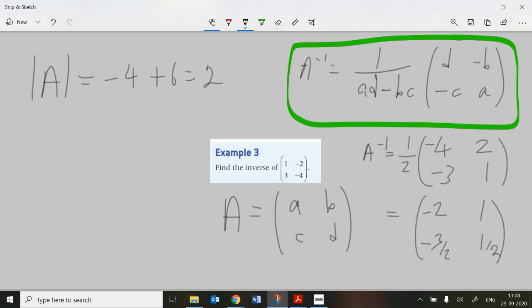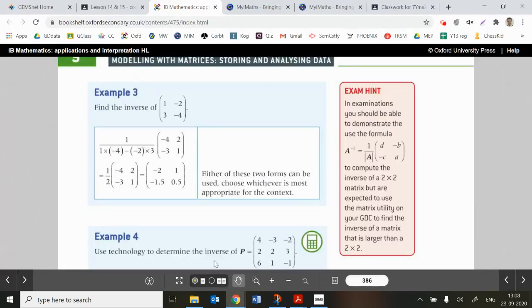So half there as well. So there you go. That's A to the minus 1. Now, of course, if you did A to the minus 1 times A, you're going to get back to your identity matrix, which we talked about before. Okay, let's look at the next one.